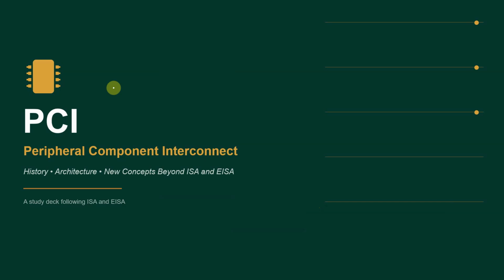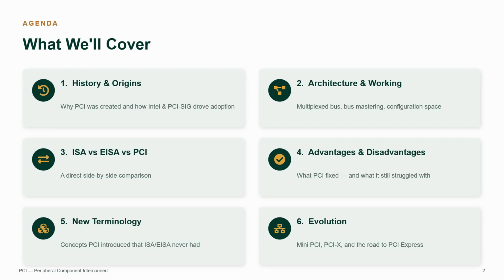In this particular video, let us try to understand about PCI, Peripheral Component Interconnect. In our previous videos, we have discussed in great detail what we mean by ISA and what we mean by EISA, and also the disadvantages of ISA and EISA. Now, let us try to understand what we mean by PCI.